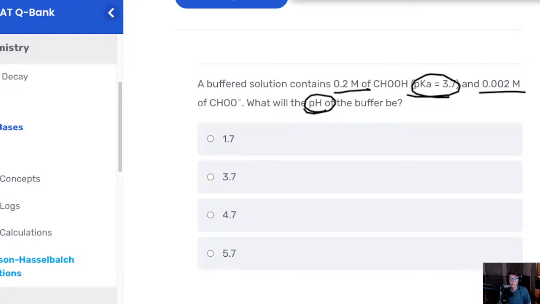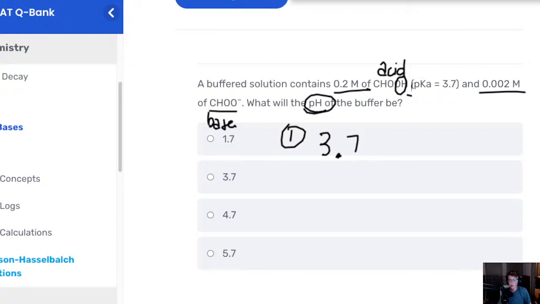So remember, step number 1 is our starting point. Our starting point is the pK of 3.7. And then we ask ourselves, more acid, more base. So we need to be able to identify the acid and the base. This guy has 1 more hydrogen, so that has to be the acid. This is lacking that hydrogen, so this guy has to be the base form. So when I look at these 2, we have a lot more acid than base because it's 0.2 molar versus 0.002 molar, which tells me that I need to go down.